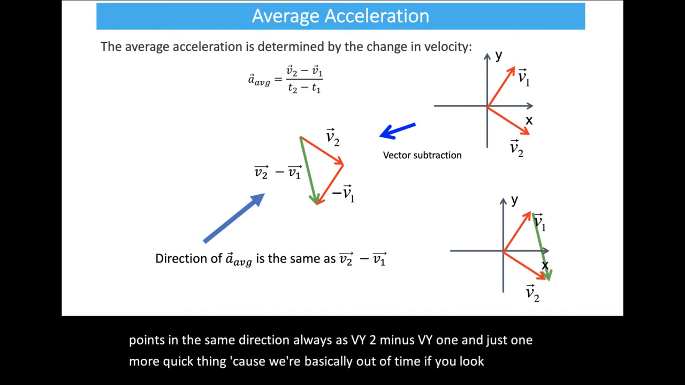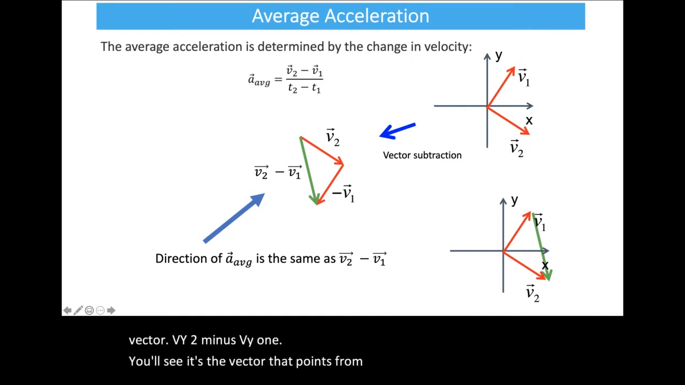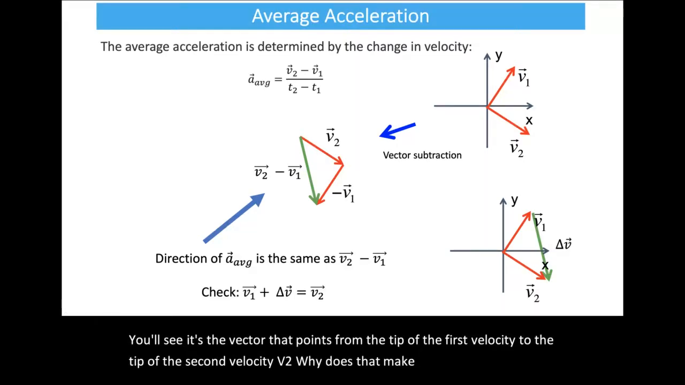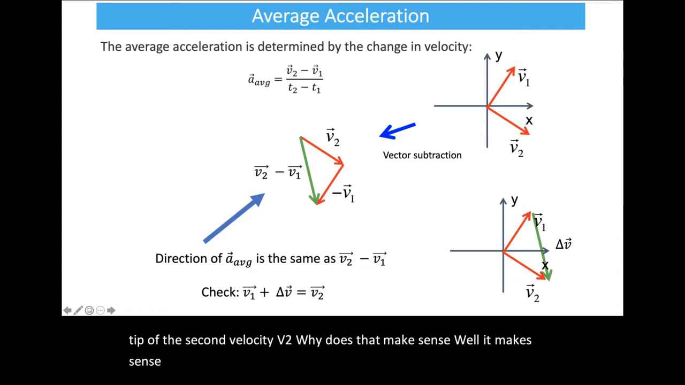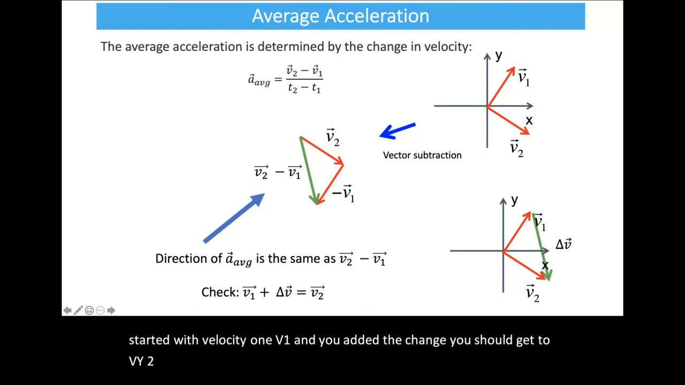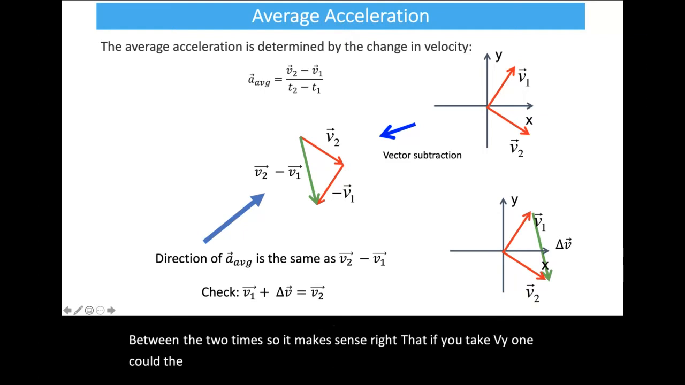If you look at that vector v2 minus v1, you'll see it's the vector that points from the tip of the first velocity to the tip of the second velocity, v2. Why does that make sense? Well, it makes sense because delta v is the change in velocity as a vector. So if you started with velocity v1 and you added the change, you should get to v2, right? Basically, delta v tells you how much the velocity changed between the two times. So it makes sense that if you take v1, the red vector there, and add delta v, you should get v2.